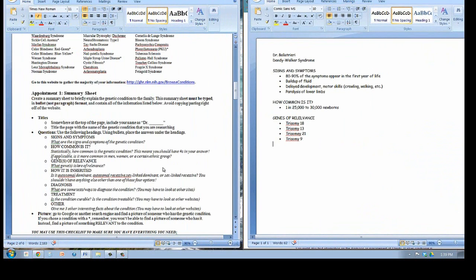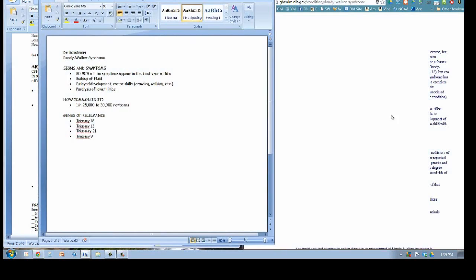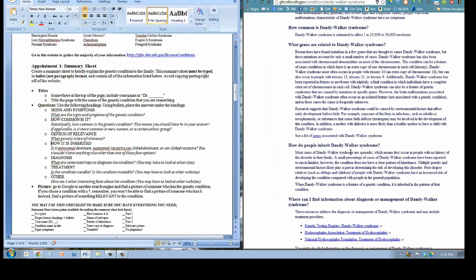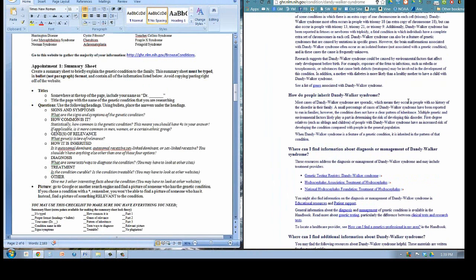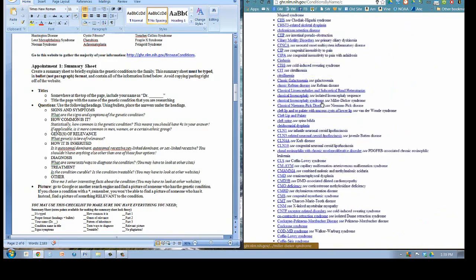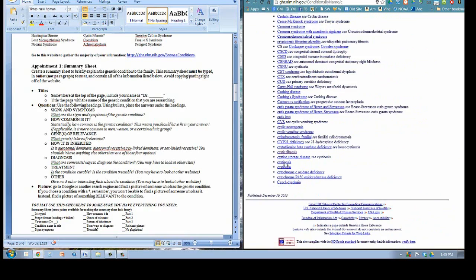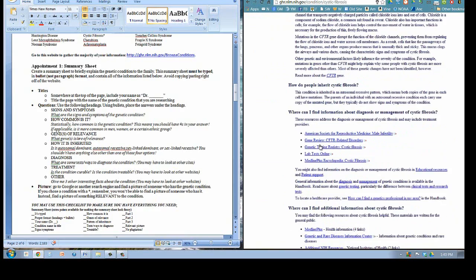You need to find how it's inherited. All this information on the site goes the same order. How do you inherit it? Most of mine have no family history. Some are. Okay, so mine doesn't really have a pattern. Other ones, like, let me just take a look here. Let's look at cystic fibrosis, because I know that one is inherited in a way that I'm looking for. Cystic fibrosis. So for the gene, they said a CFTR gene.